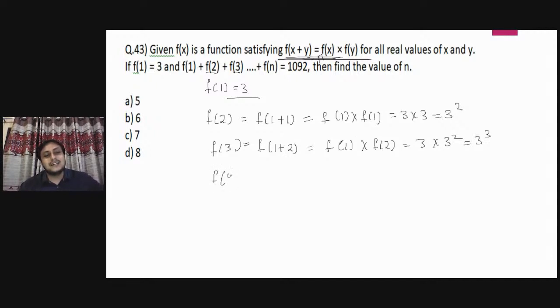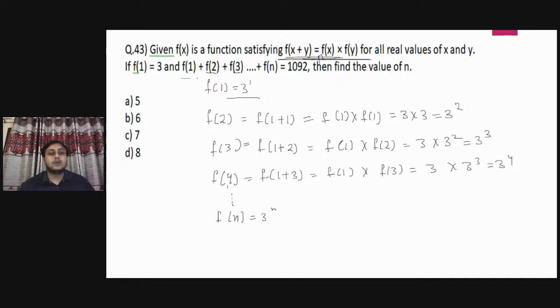Let's check one more, right? f(4), we can write as f(1 plus 3), because we know the values of f(3) and f(1). We can write it as f(1) into f(3), and f(1) is 3 and f(3) is 3 cube. So f(4) should be 3 power 4. So guys, now you can easily visualize the pattern. f(4) is 3 power 4, f(3) is 3 power 3, f(2) is 3 power 2, and f(1) is 3 power 1. Similarly, f(n) should be 3 power n, right?